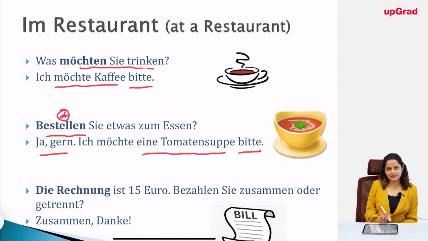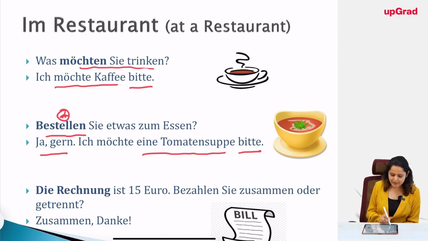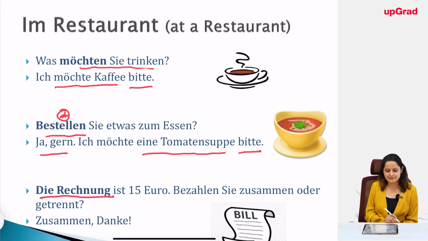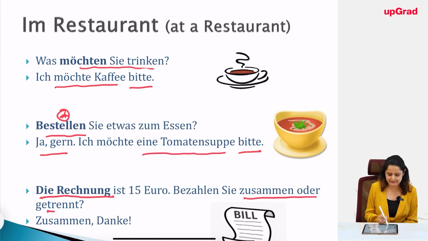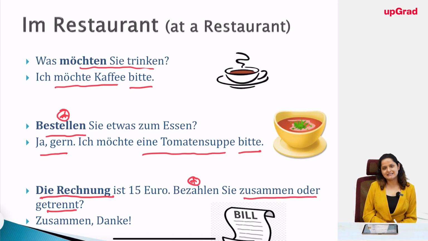The final question that you can see here is, die Rechnung ist 15 Euro. So Rechnung is a bill. So the last part is when you get your bill, the question is, bezahlen Sie zusammen oder getrennt? So you can see the word bezahlen here. Bezahlen means to pay. So when you make a payment for something, the verb that we use is bezahlen.